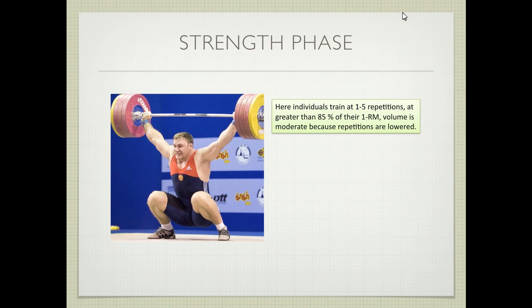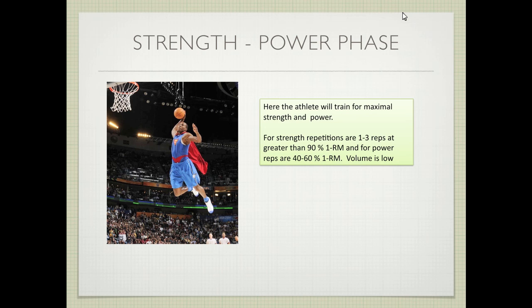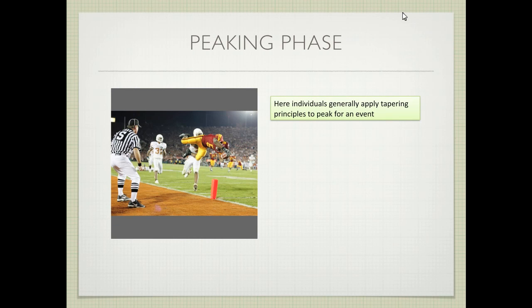In the strength phase, we start to add in 1 to 5 repetitions at greater than 85% of 1 RM, and volume's moderate. During the strength power phase, you increase the intensity to 1 to 3 reps, greater than 90% of your 1 RM, and you throw in power days, which is 40 to 60% of your 1 RM. Volume here is low. And in the lowest volume phase, we're emphasizing maximal strength and maximal power, and you're lowering your volume according to how much fatigue you have. That's a peaking phase.